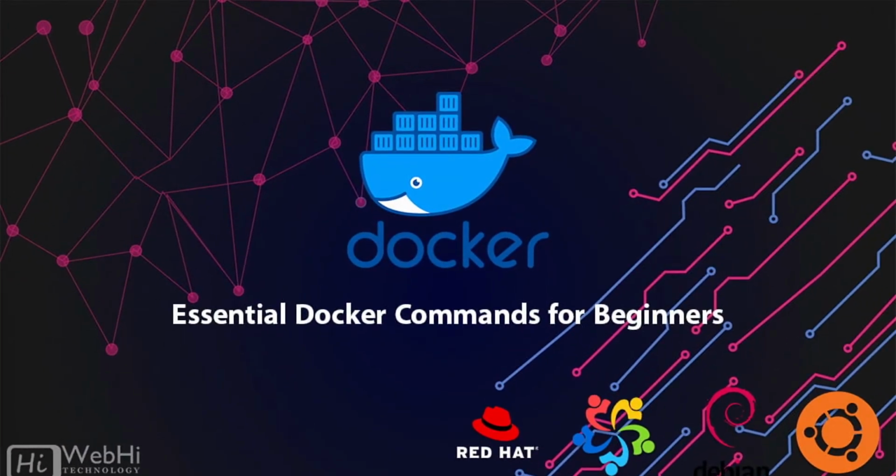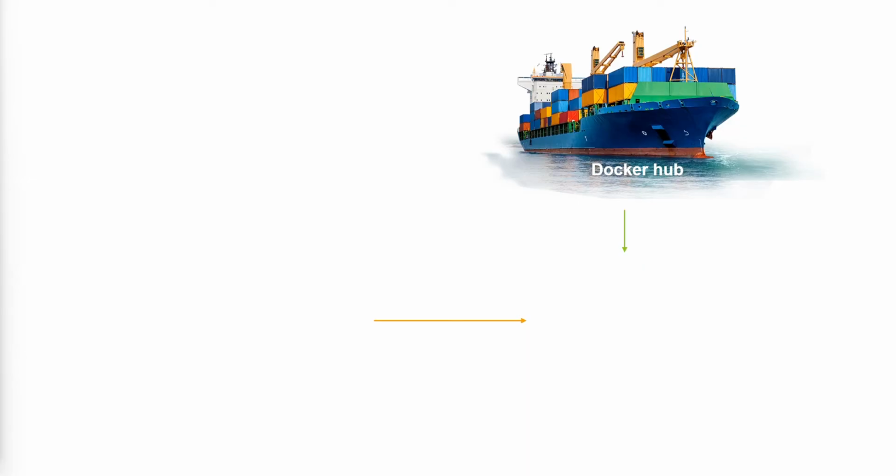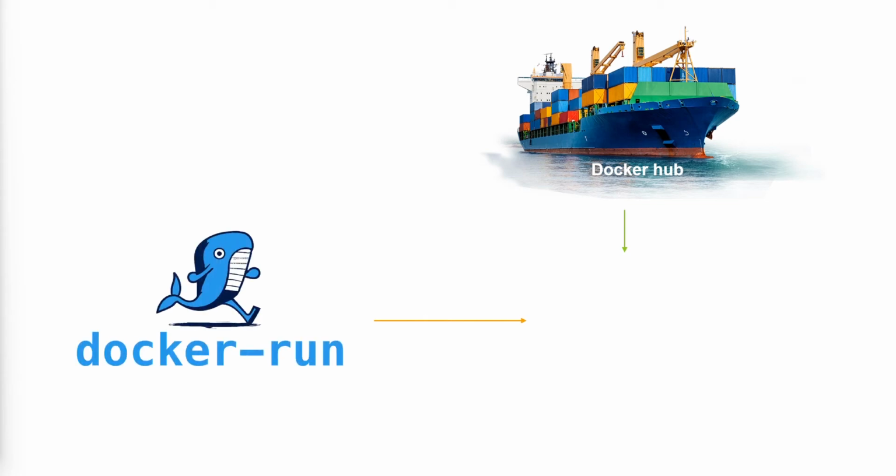Now we will go on with Docker essential commands. We have Docker Hub, which, as we said, is like an app store for pre-built images. We run the command docker run to download a new image, create the container and start the service of that container. Now let's run docker run.